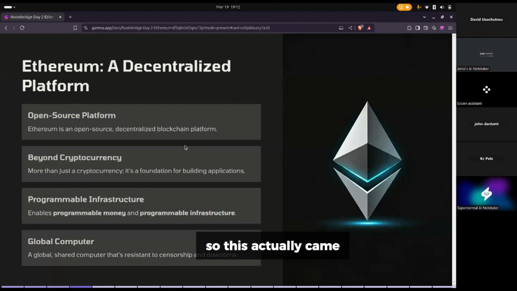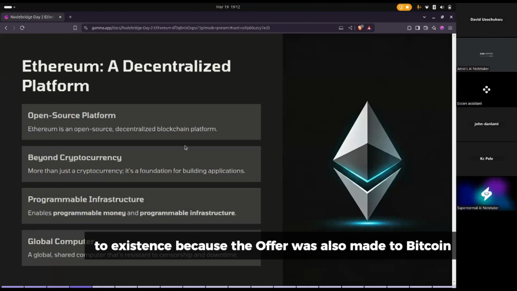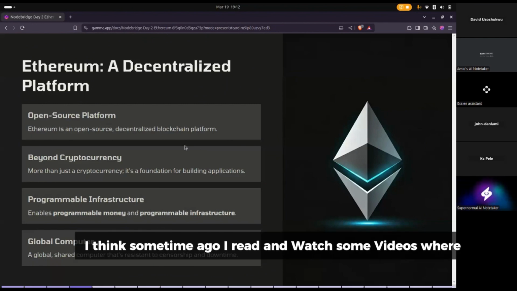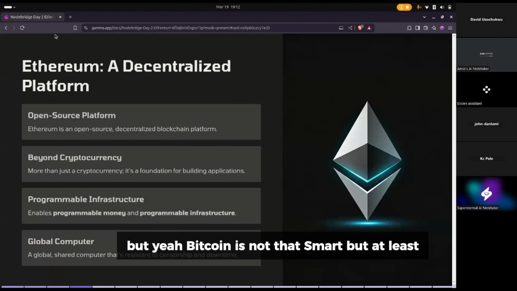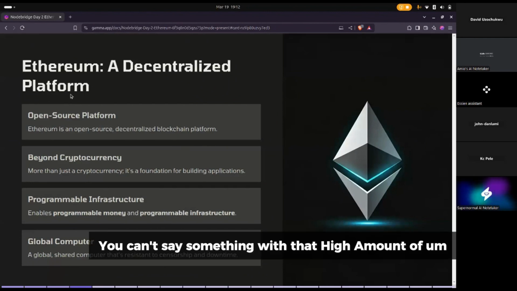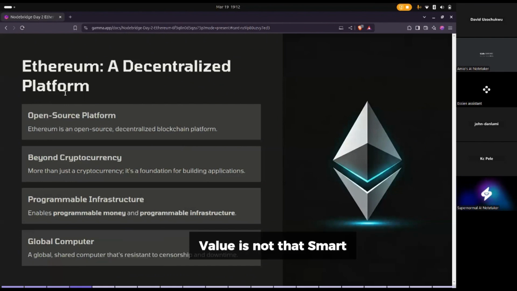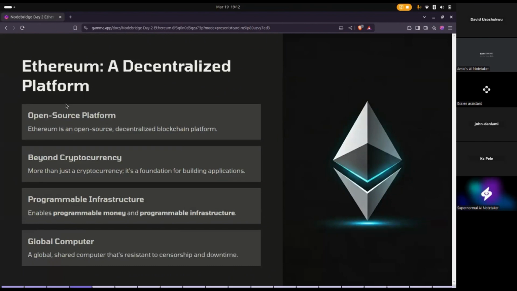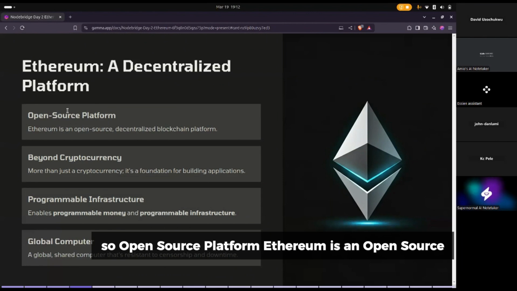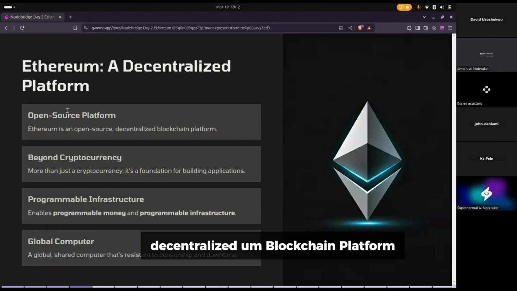This actually came into existence because the offer was also made to Bitcoin. I think some time ago, I read and watched some videos where Bitcoin could have had smart contracts. But Bitcoin is not that smart, though at least you can't say something with that high amount of value is not that smart. So Bitcoin is smart, but it does not have smart contracts. That's the difference.